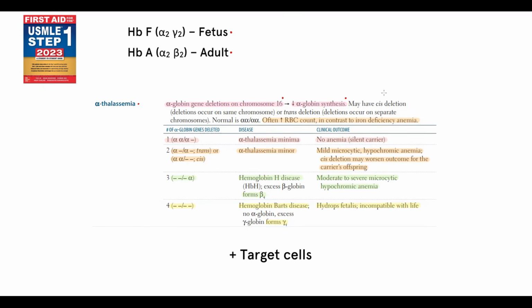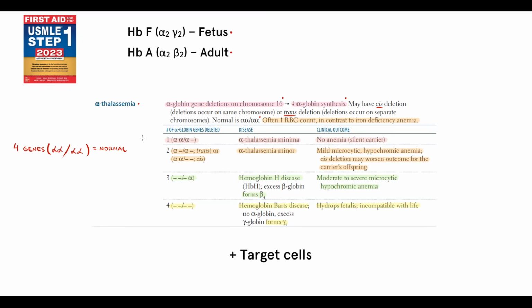Now, there are a few possibilities for how gene deletion can occur. It can be cis deletion or trans deletion. This feature we will need later. For now, we have to know that normally we have 4 genes on 2 separate chromosomes, and all of them encode alpha-globin chains, and we write this in this pattern.